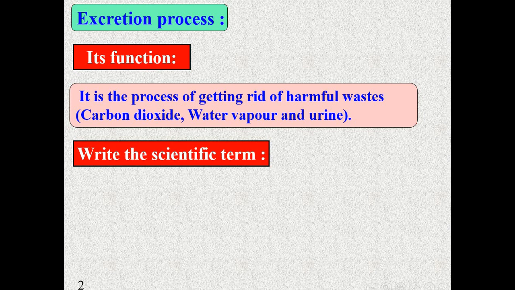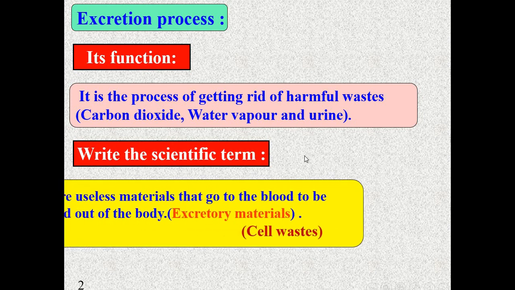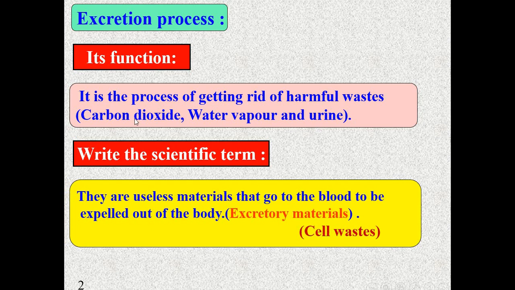Right scientific term. Carbon dioxide, you know it. Water vapor, you know it. And urine, that is the pee. When you go to pee in the toilet, okay, don't laugh. Right scientific term: they are useless materials that go out to the blood to be expelled out of the body, and this is called excretory materials.